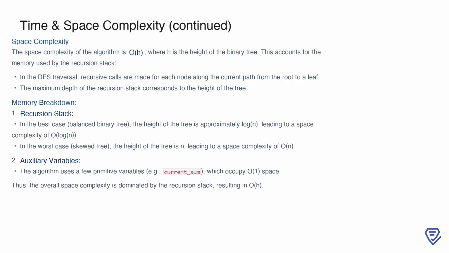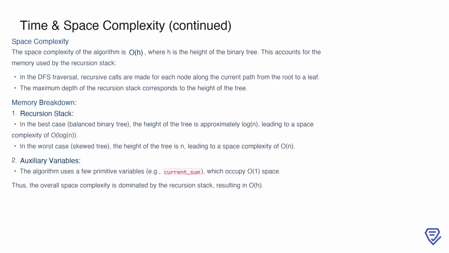Aside from the recursion stack, the algorithm uses only a small number of auxiliary variables, such as the current_sum, which occupy constant space, or O(1). Therefore, the overall space complexity is dominated by the recursion stack, meaning it scales with the height of the tree, O(h).